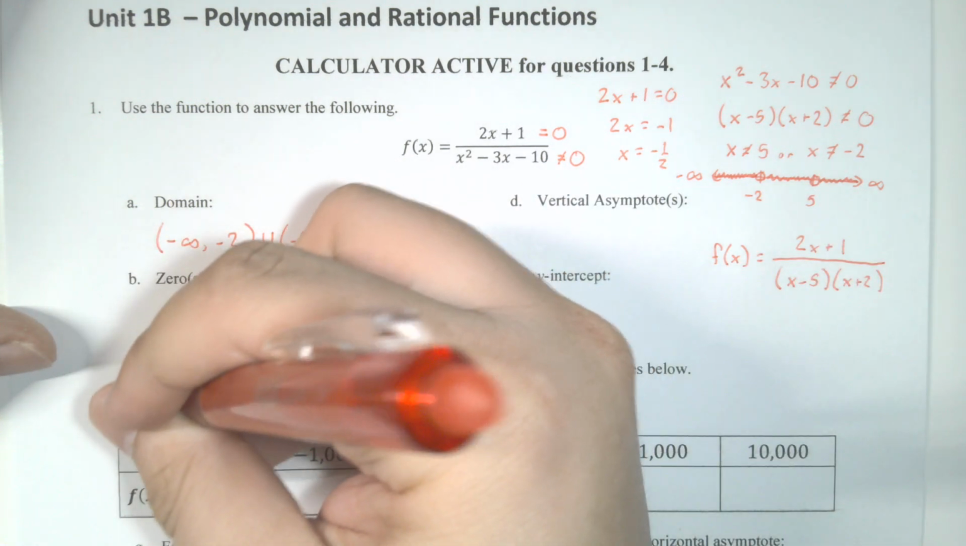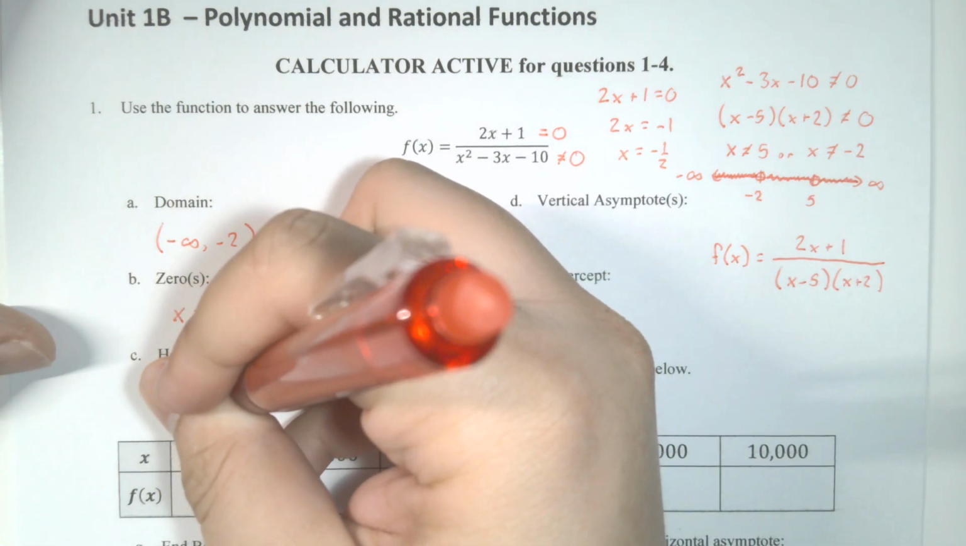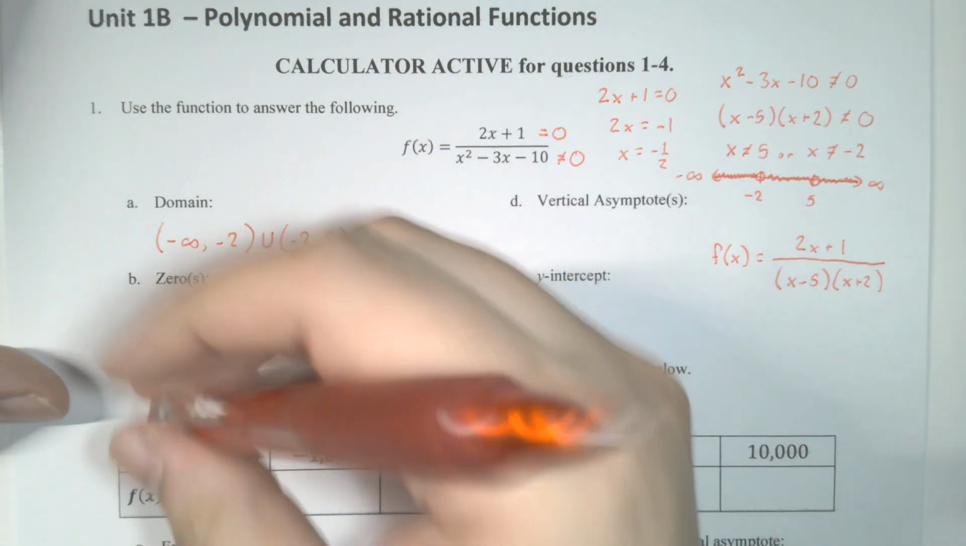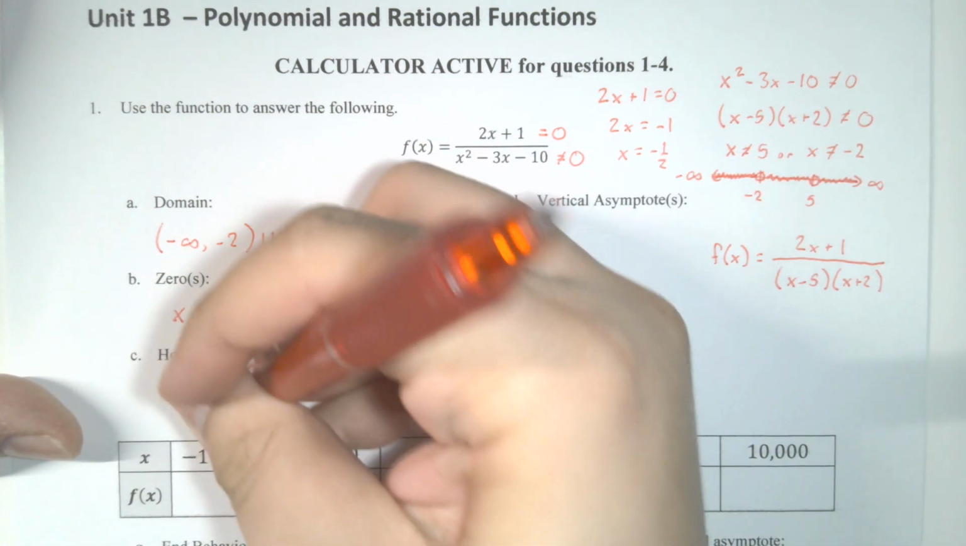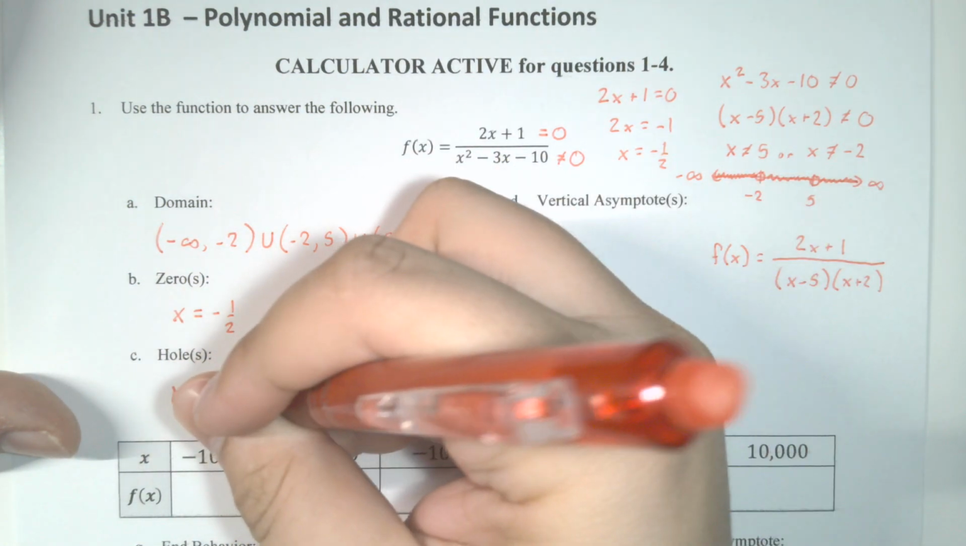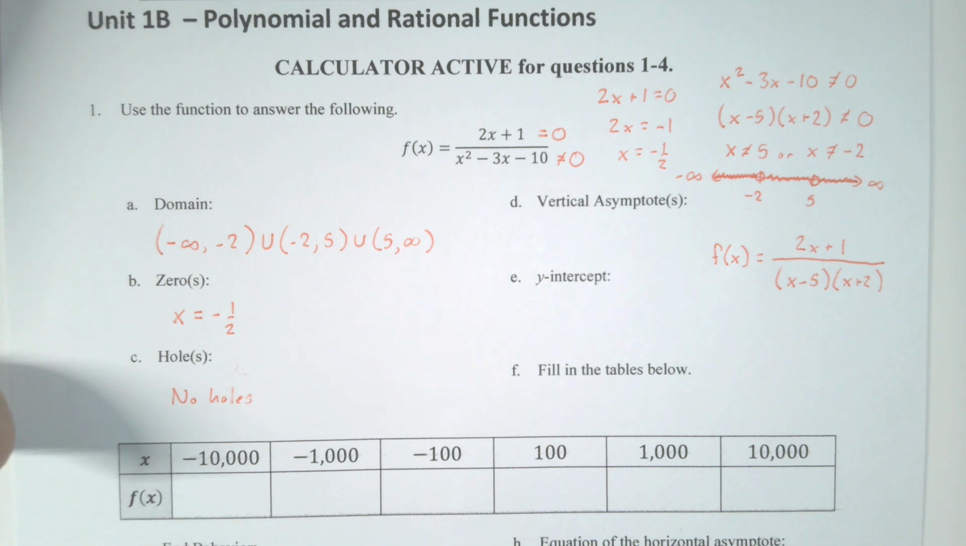So there are none. So no holes. I can't spell, but that's why I teach math. So we have no holes because nothing cancels.